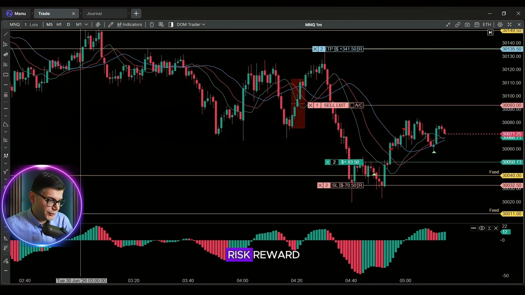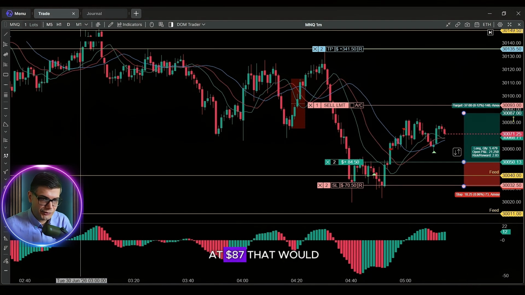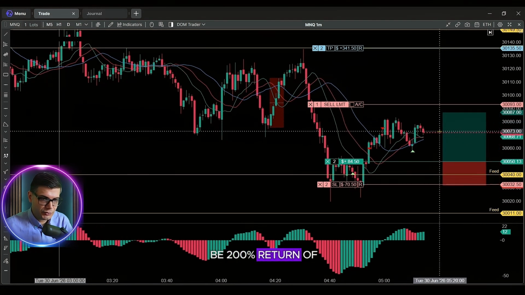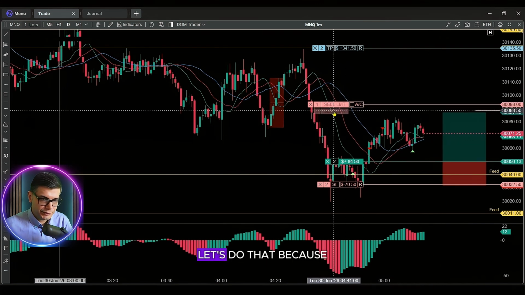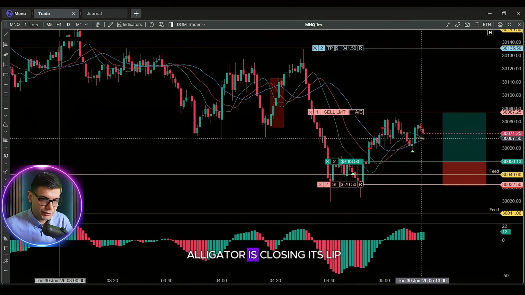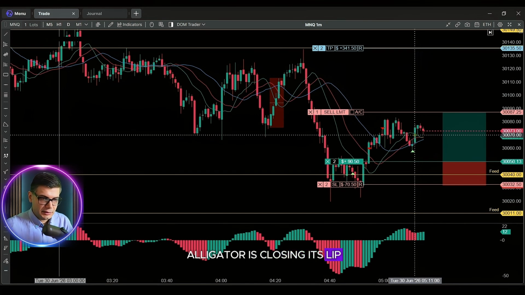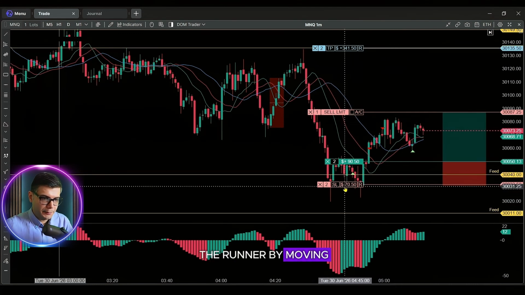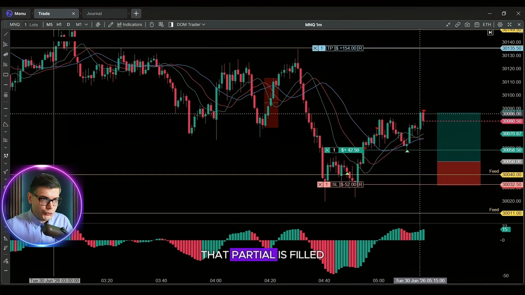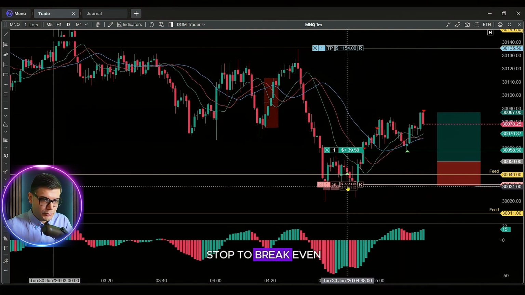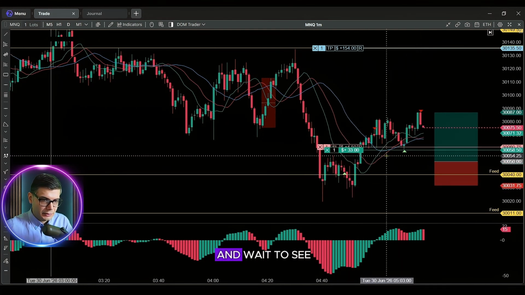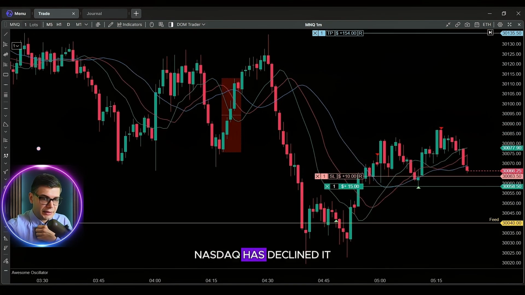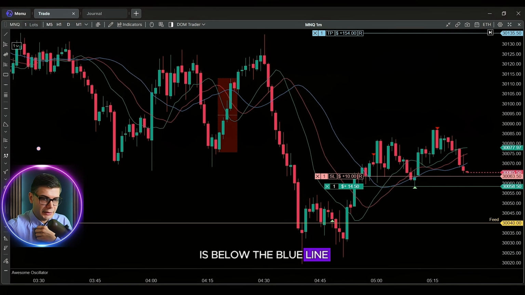Let's check the new risk to reward. If I close it at $87, that would be 200% return of the risk. Let's do that because alligator is closing its lip, teeth, and jaw line. I don't like that. And then we keep the runner by moving the stop to break even. That partial is filled. Now let's move the stop to break even and wait to see the results. Nasdaq has declined. It is below the blue line, almost to our stop. I secured $10 in the last trade.